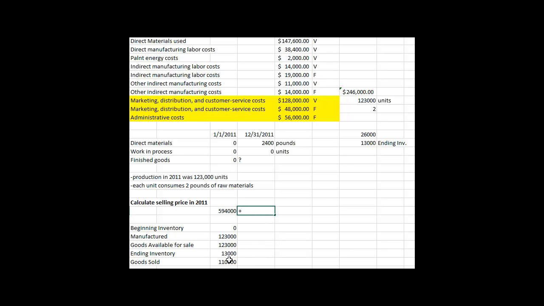So we can pull that number up here, and we know that the total revenue we brought in was $594,000. We divide that by the total quantity sold, and that tells us that each shelf sold for approximately $5.40. And again, this is an average, and the problem tells us the selling price was stable throughout the year. So we didn't give customers a big discount if they bought more, or we didn't charge more to individual customers. So that's your answer to the third part of the problem.